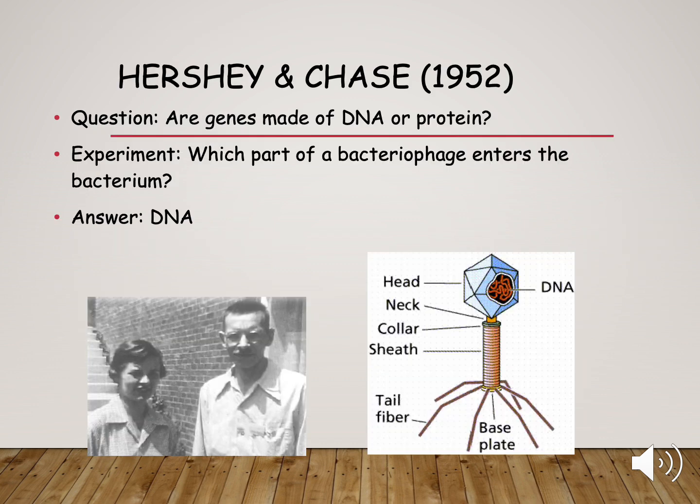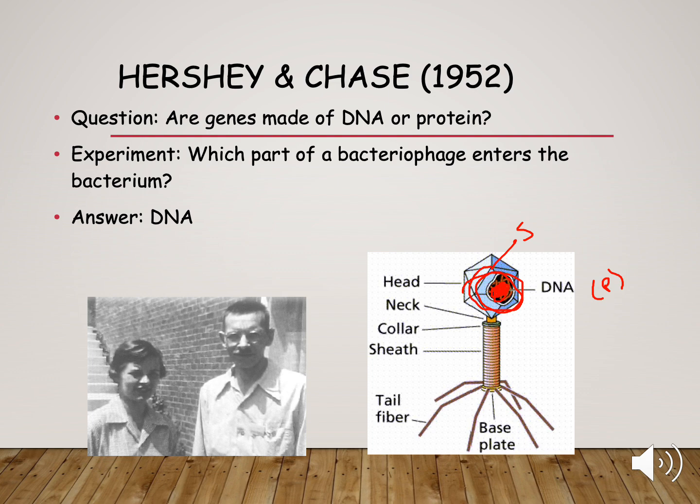Hershey and Chase continued with the discovery of proving that it was the DNA that was responsible for the genetics. They took a bacteriophage, which is kind of a virus that can infect a bacteria. And a bacteriophage has this DNA core, which is going to contain phosphorus, remember your phosphate group, and then it has a protein covering on the outside that contains sulfur.